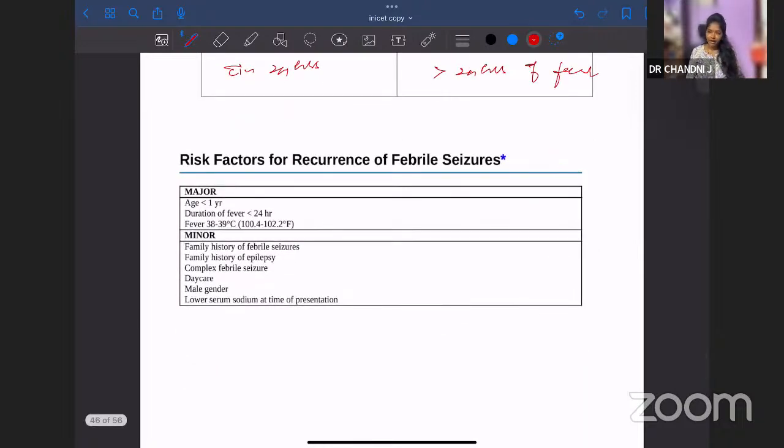Next is risk factors for recurrence. This is straight from Nelson. The major criteria are: age less than 1 year, duration of fever less than 24 hours, and fever of 38 to 39. That is major. Minor: family history of seizure, family history of epilepsy, complex seizure, when the baby is a male baby, and low serum sodium level. So these are minor risk factors.